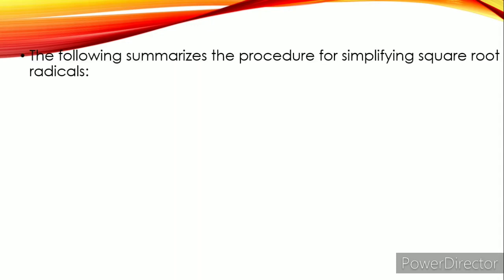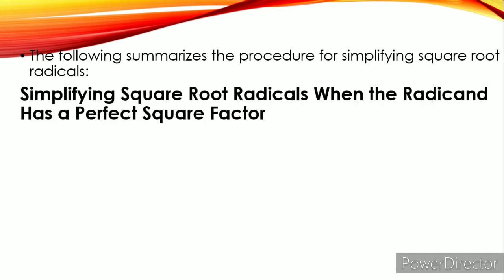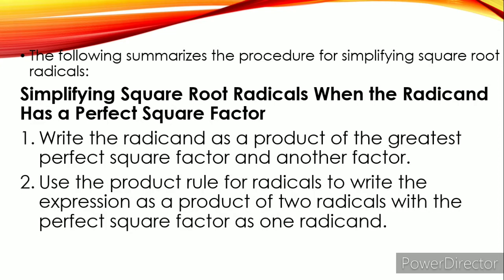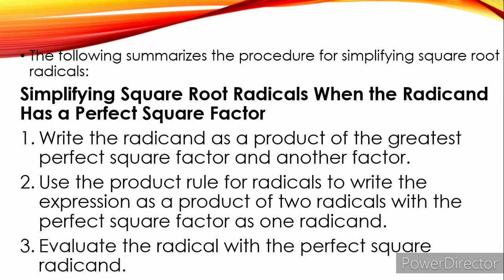The following summarizes the procedure for simplifying square root radicals when the radicand has a perfect square factor. First, write the radicand as a product of the greatest perfect square factor and another factor. Second, use the product rule for radicals to write the expression as a product of two radicals with a perfect square factor as one radicand. Third, evaluate the radical with a perfect square radicand.